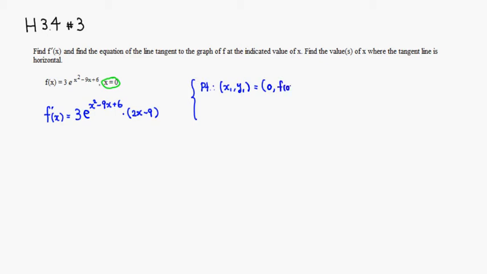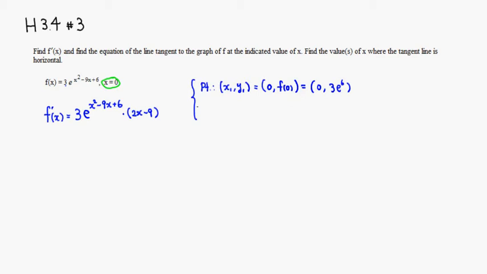Then we plug 0 into the original function f of x, so it's f of 0. Let's compute that. Then you will get 0, comma, and if you plug in 0 here, you have 3 times e to the 6th power. So 3 e to the 6th power. That's the point.